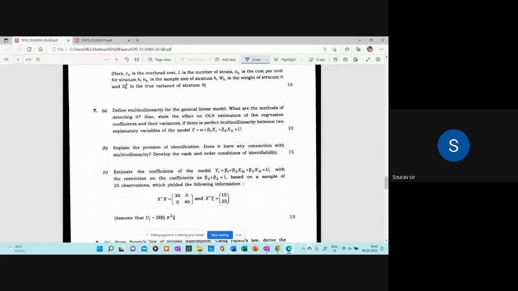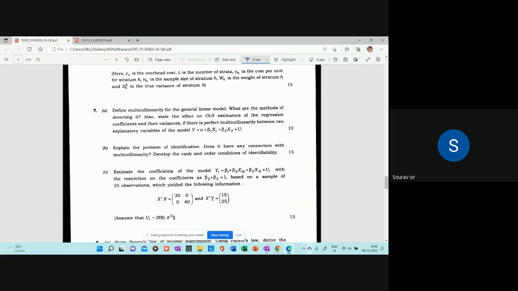Okay, we have another interesting question over here: define multicollinearity for the general linear model. What are the methods of detecting multicollinearity? Also, the effect on OLS estimates of the regression coefficients and their variances in the presence of multicollinearity between two explanatory variables of the model. Okay, so we can take this question now.